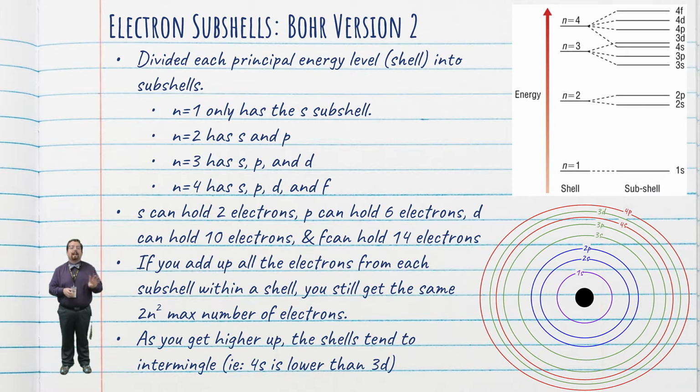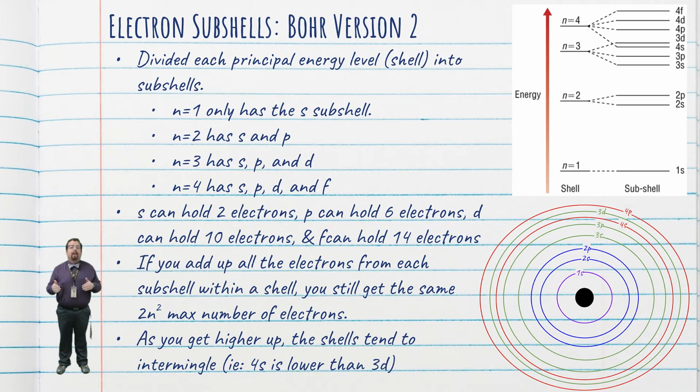There are 4 types of subshells: the s, the p, the d, and the f. The s subshell exists in all principal energy levels. The p subshell exists only in principal energy levels 2 and above. d exists in 3 and above, and f exists in 4 and above.